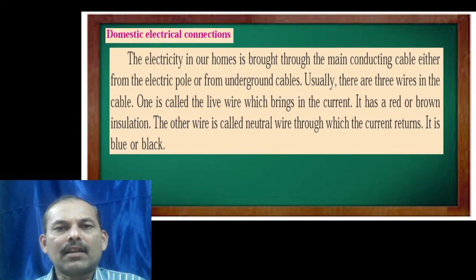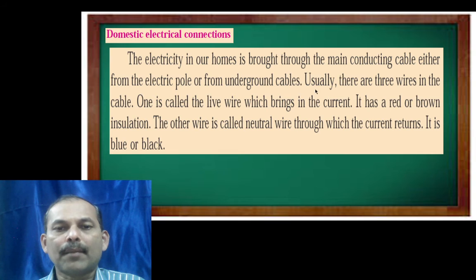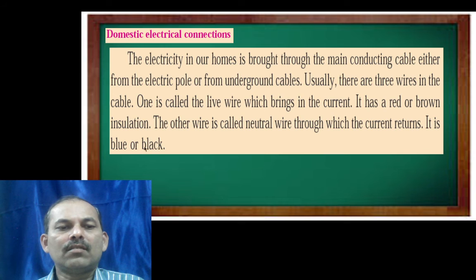Domestic electrical connections. The electricity in homes is brought through the main conducting cable either from the electric pole or from underground cables. Usually there are three wires in the cable. One is called the live wire, which brings in the current. It has a red or brown insulation. The other wire is neutral, through which the current returns. It is blue or black.